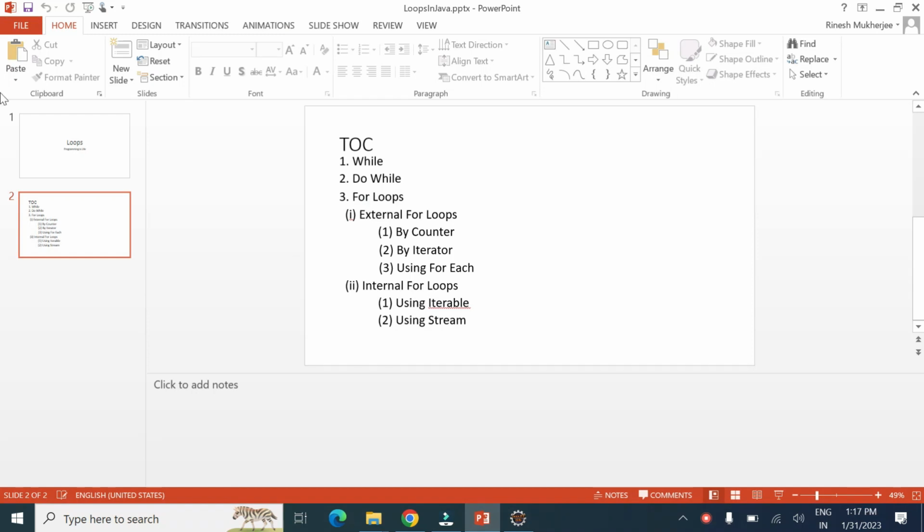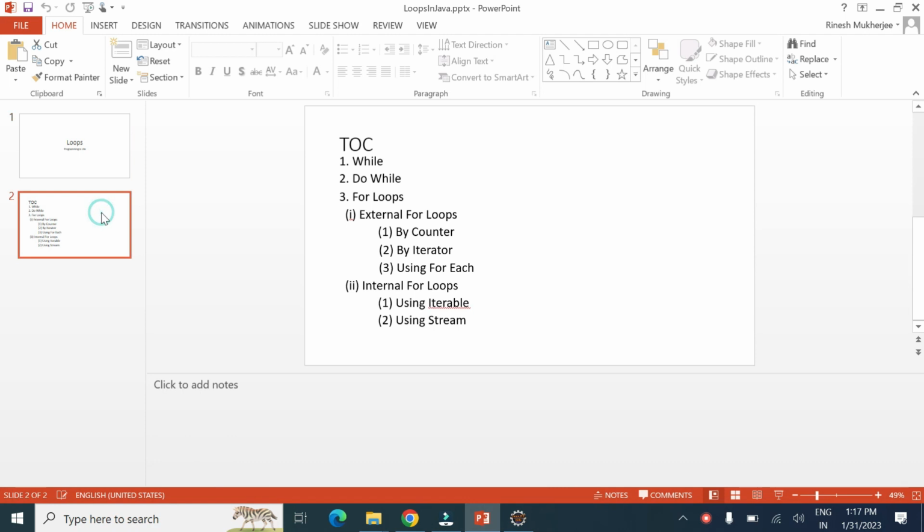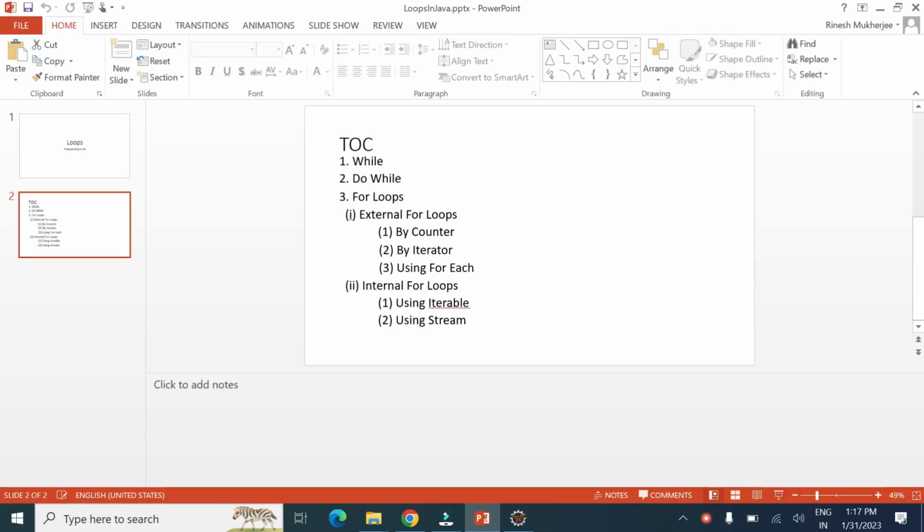So in this video we are going to learn loops in Java. In a Java program we can write looping in various ways: by using a while loop, by using a do while loop, by using a for loop. For loop has two categories. One is the external for loop and another is the internal for loop. The external for loop we can use up to Java 7, and from Java 8 the internal for loop came with the arrival of the stream API. So let's explain one by one.